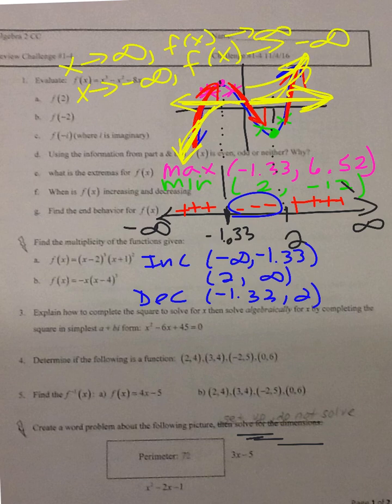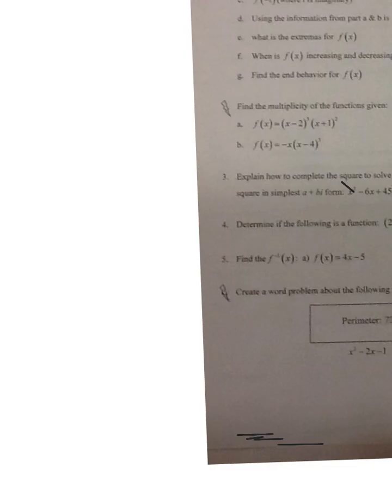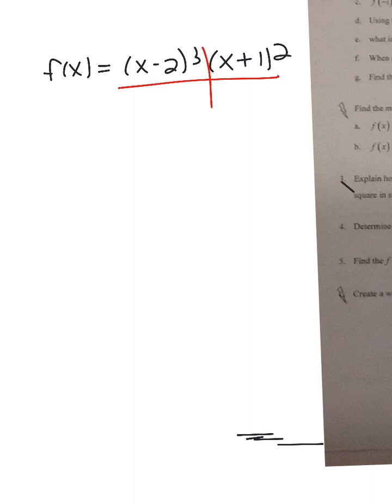Okay, so let's take a look at 2. All right, so 2 is to determine the multiplicity of your function. So I'm just going to rewrite this. All right, so 2a is f of x is equal to x minus 2 cubed times x plus 1. So the first thing is you want to determine your zeros. It's already in factor form, so I have a 0 at 2 and 0 at negative 1. So these are your zeros.